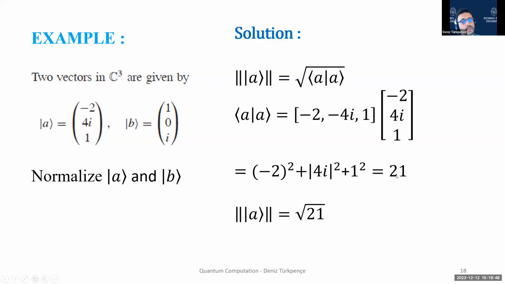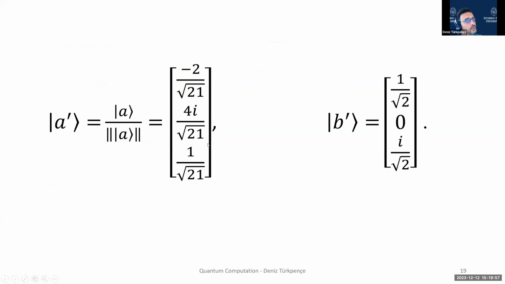Of course, it should be a positive number because of the positivity condition. And so its norm is the square root of this number. If you want to normalize A, you should divide it by its norm or length. So this is the normalized matrix representation of A. Likewise, you can do the same thing for B, and here is the normalized form of B. So this is how we normalize vectors, okay?